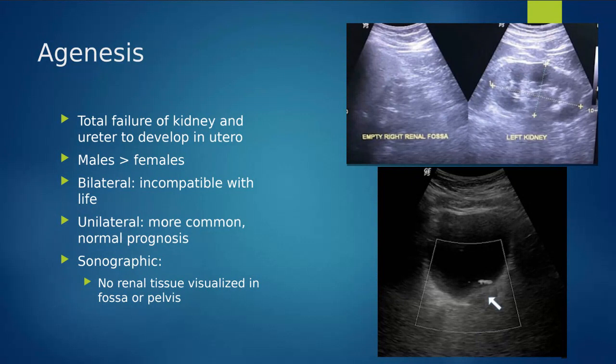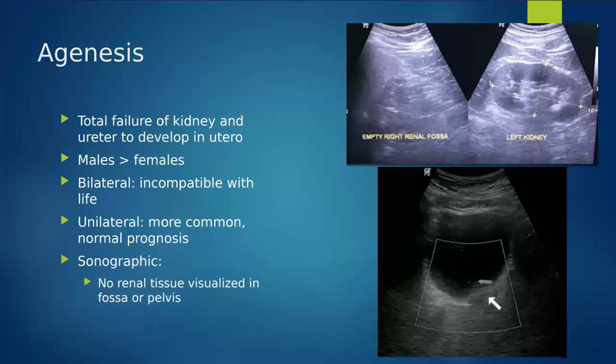If this is a bilateral condition, so if we have bilateral renal agenesis, that is incompatible with life. You cannot survive without any functional kidney tissue. So unfortunately, if those babies are diagnosed with bilateral renal agenesis in utero, we do not expect them to live to birth. Unilateral, of course, is more common. That's usually what we're seeing, and it has a normal prognosis.